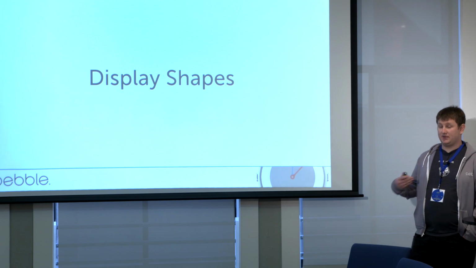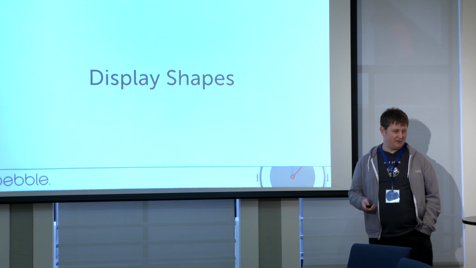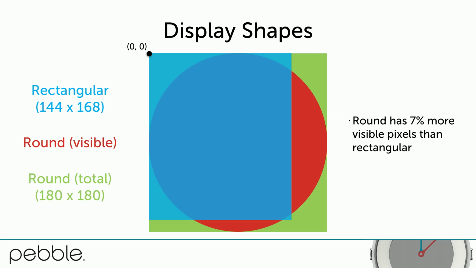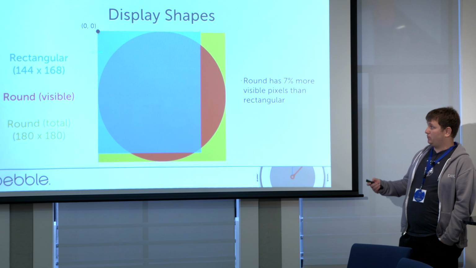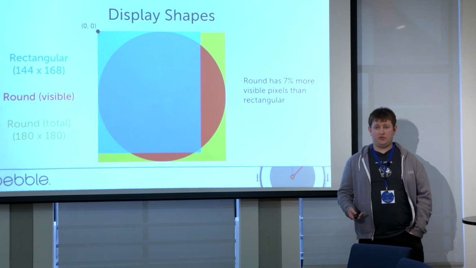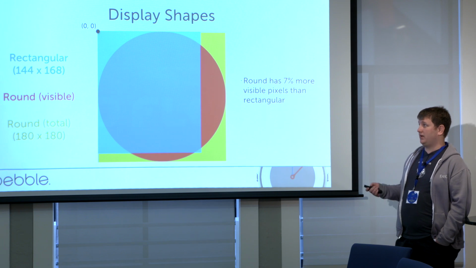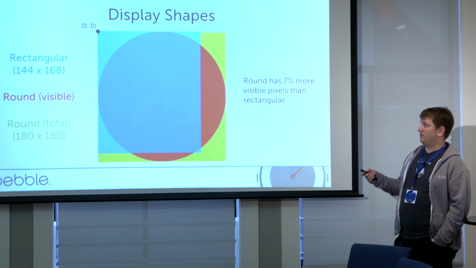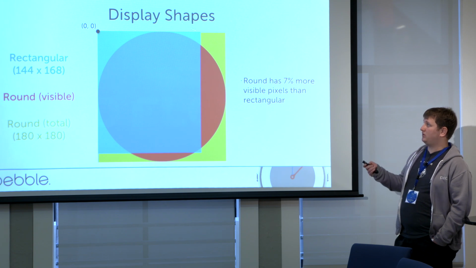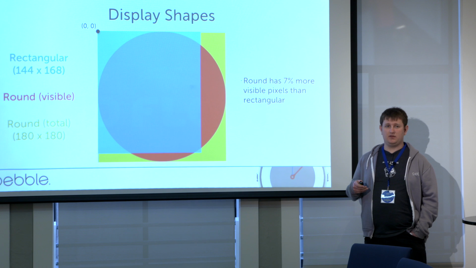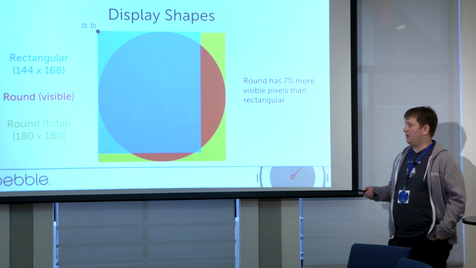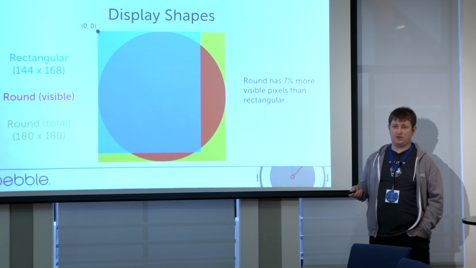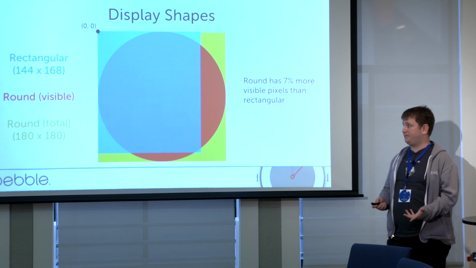And now I want to talk about different display shapes that you might encounter on runtime platforms. So I'm sure you're all very familiar with the rectangular shape that we support. On the Aplite and Basalt platforms, it's a 144 by 168 pixel resolution, and that's represented by the blue rectangle here. Now with the introduction of Pebble Time Round in the Chalk platform, we also have a round display shape. Its frame buffer is actually the 180 by 180 green square here, but of course only a subset of all of those pixels are actually visible. And if you do the math, the round display that we have actually has 7% more visible pixels than the rectangular display.